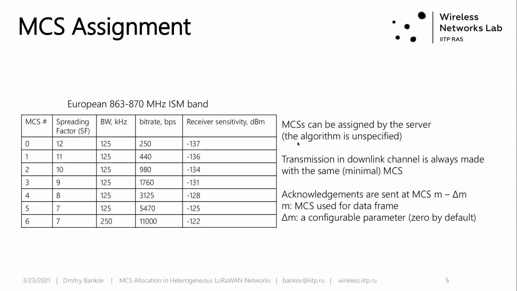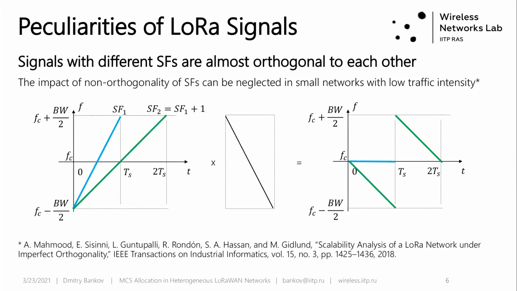Also, when the server sends acknowledgements in the downlink channel, it uses the same MCS for all frames, usually the minimal one. Acknowledgements which are sent in the main channel are sent by default at the same MCS as the data frames, but optionally, an offset in MCS can be configured. So we can send acknowledgement at an MCS, for example, 1 or 2 lower than the MCS used for data.